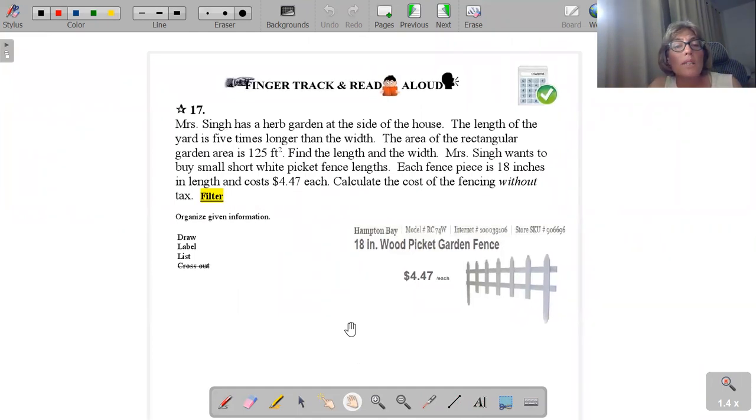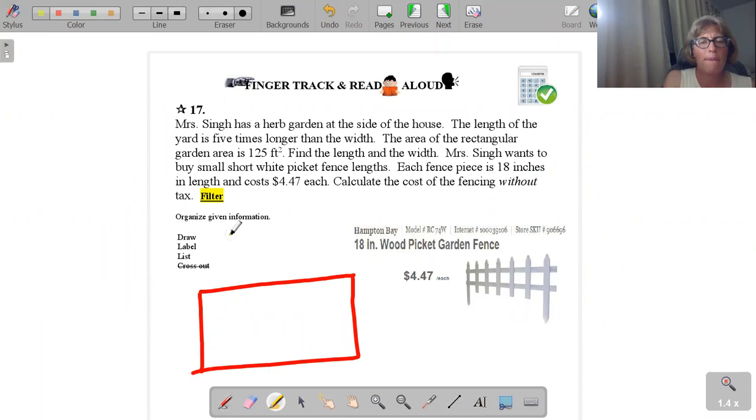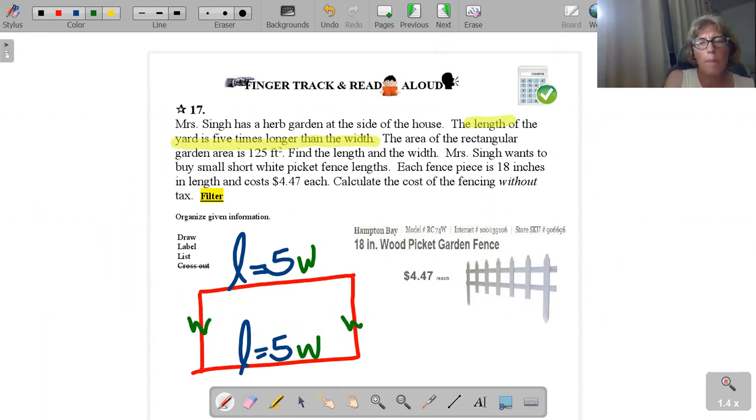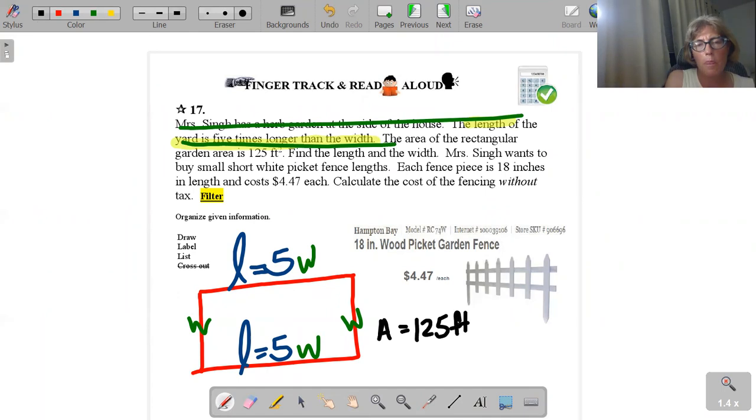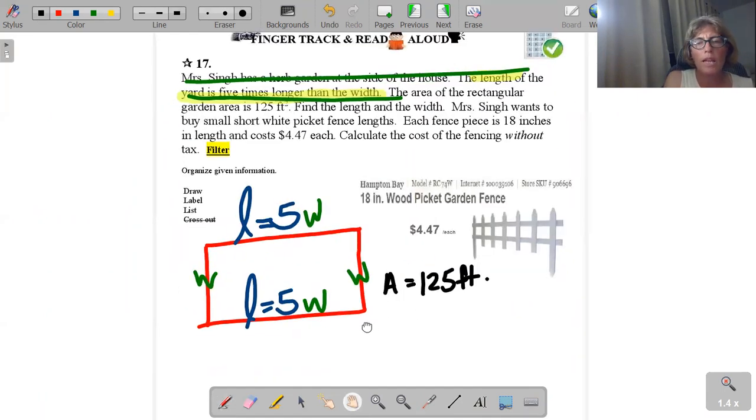Mr. and Mrs. Singh have an herb garden on the side of the house. It's a rectangle. The length is 5 times longer than the width. The area of the rectangle is 125 feet. Find the length and the width.